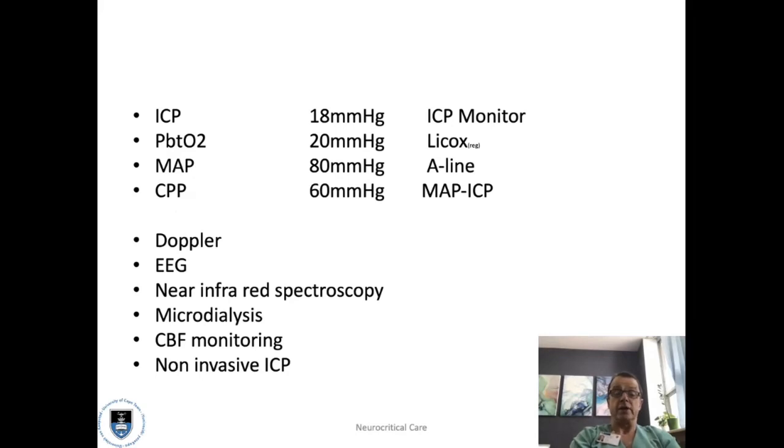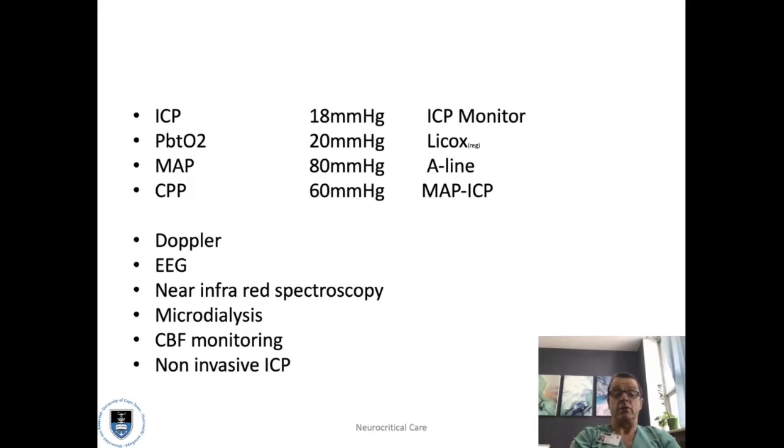So the intracranial pressure is deemed to be elevated when it's above 18. We will monitor it into the early 20s and get more aggressive once it's above 25. The partial pressure of oxygen, if it's above 16, we will be happy with that. When there's hyperemia, it's normally above 30.